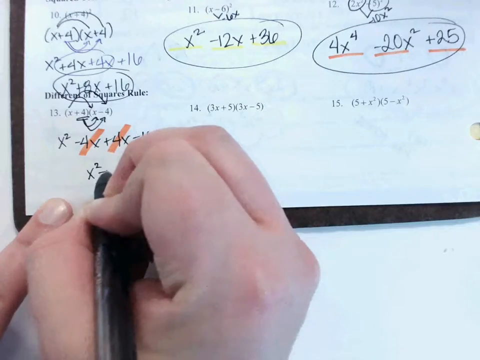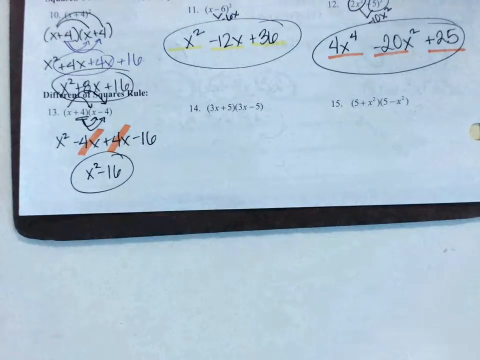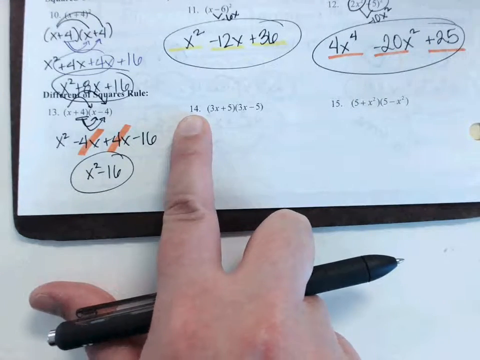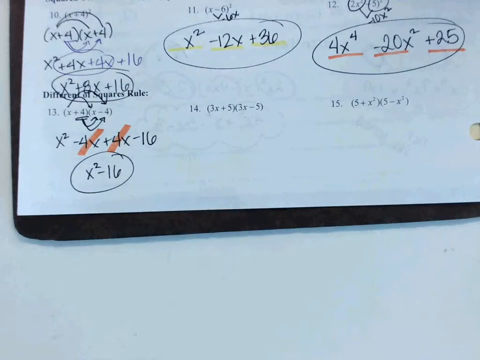Now, you can only use this rule if your parentheses are conjugates. Do you remember that word from Algebra 2? Conjugate just means that the sign in the middle is reversed. So look at number 14. We're going to use the shortcut, blank, blank.